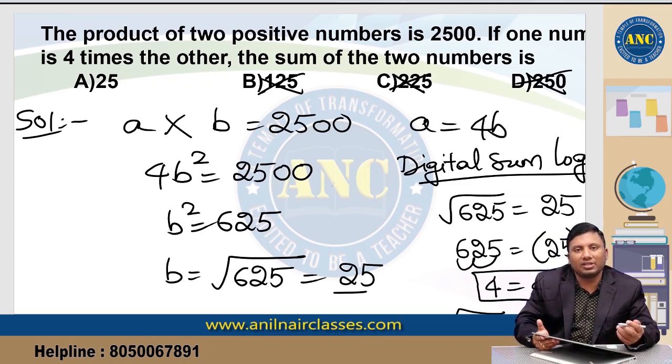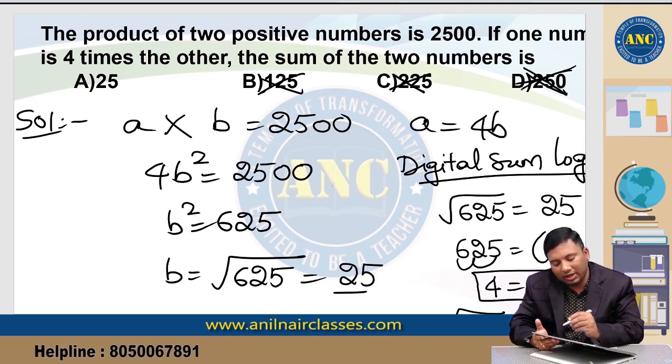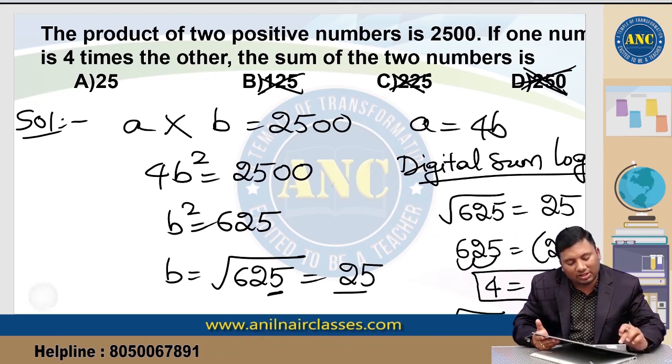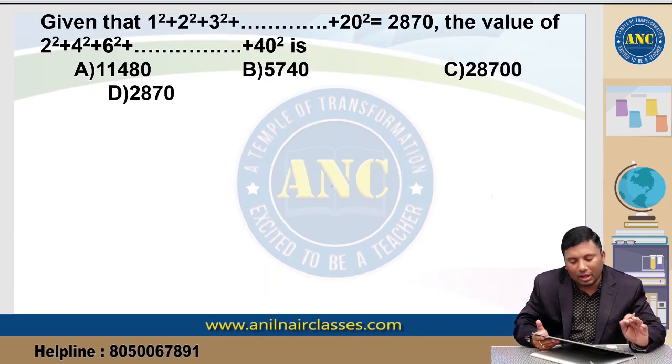If 125 is not the square root of 625, how come 225 and 250 will be the option? I hope it is clear. Directly you can eliminate 250 because in square root it is 5. Which number on square will I get 5 at the end? 5 square is 25. So 250 is eliminated. I hope the idea is clear.